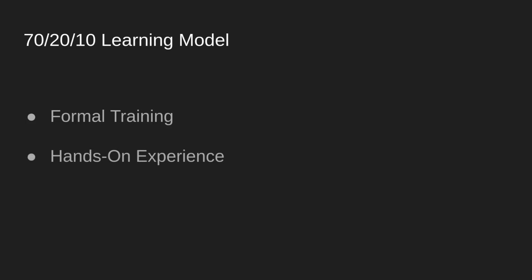20% is allocated to the projects you are working on, the types of projects, the scale of projects, the people you work with on these projects as well. It adds to your own experience. And finally, 10% to other activities, attending conferences, watching online talks, attending meetups, reading blogs, and so on.